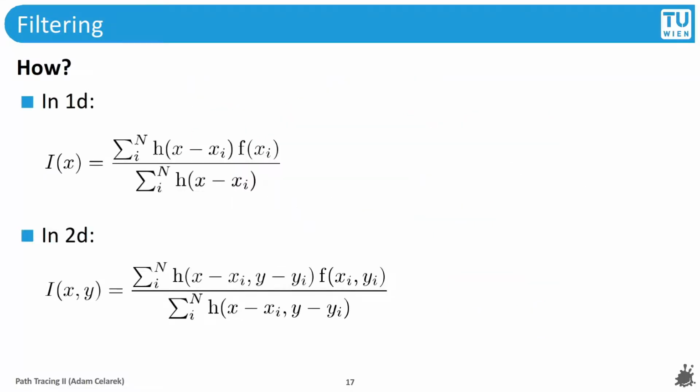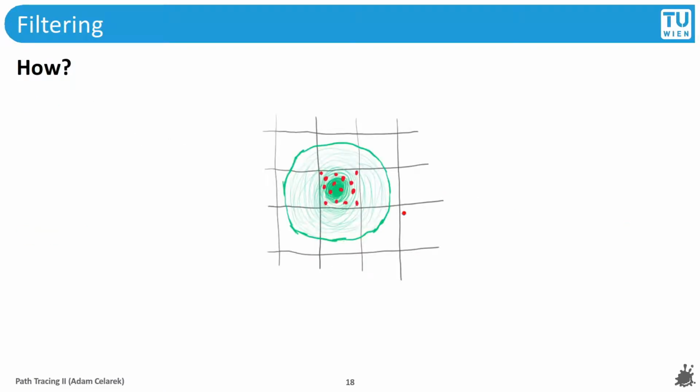And here you see the equation for the 2D case that we actually have in case of rendering. It works the same way. Now, let's have a graphical view of that kernel again. The green circle is the filter. The red dots in here are the samples of the current pixel.